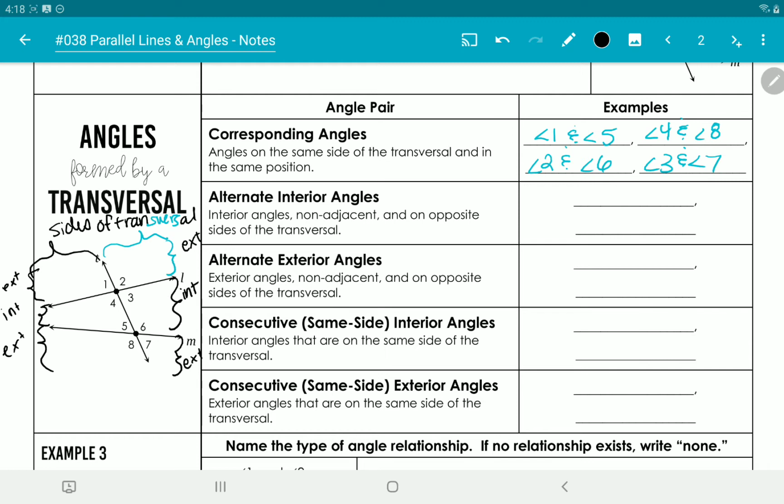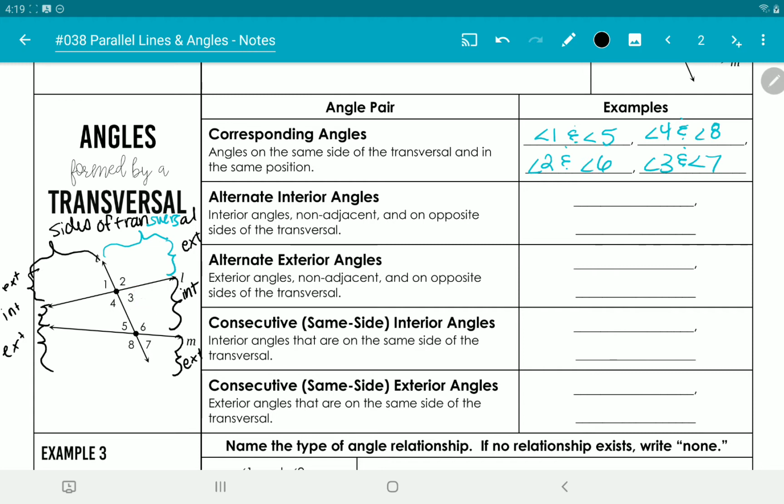on the lines that the transversal intersects. So, alternate interior angles. Interior angles, okay, so they're going to be on the inside of the two lines somewhere in here, and they're non-adjacent, so they're not next to each other, so we can't have like 4 and 3, we can't have 5 and 6, they're not right next to each other, they don't meet each other, but we're on the inside here still, and they're on opposite sides of the transversal.